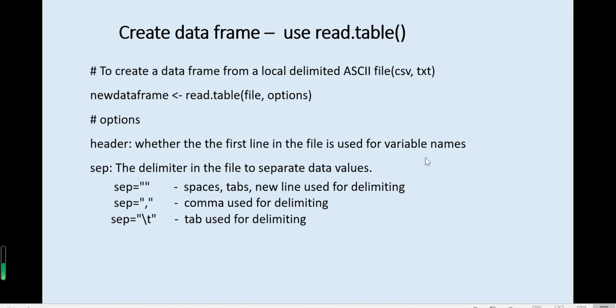If the original CSV file contains the header, you want to keep it in the data frame. Another option very often used is sep, which specifies the delimiter in the file that separates the data values. For example, it can be a space, tab, or new line; you can use empty, a comma as the separator, or \t for tab delimiting.